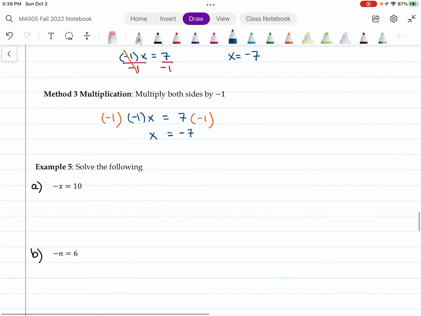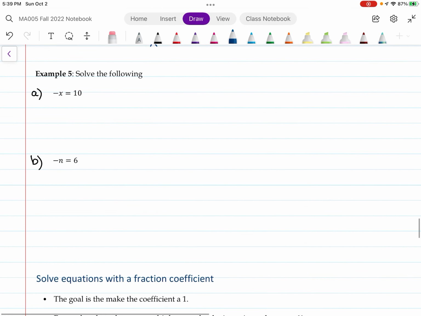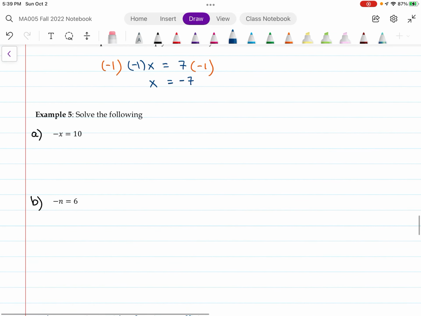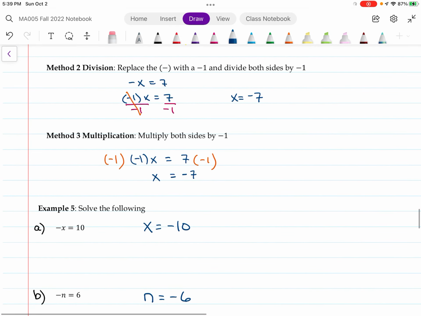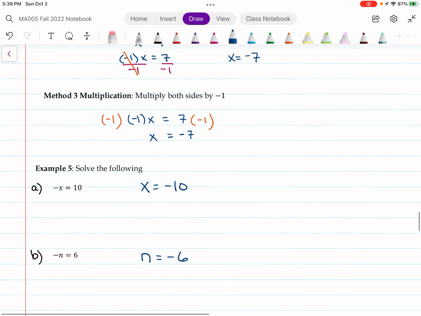All right, so with that, go ahead and try solving number 5. All right, so if negative x is 10, then that means x equals negative 10. If negative n is 6, that means n is negative 6. And I'm doing it the mental way. If you need it the long way, do it just like we did right here, either dividing or multiplying. I think multiplying by negative 1 is easier.